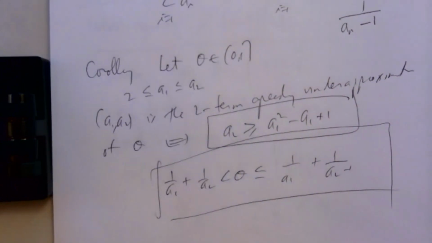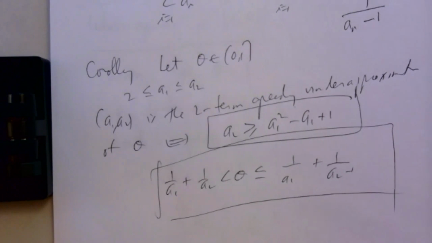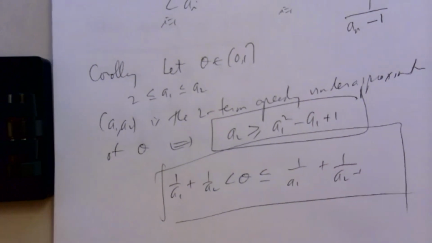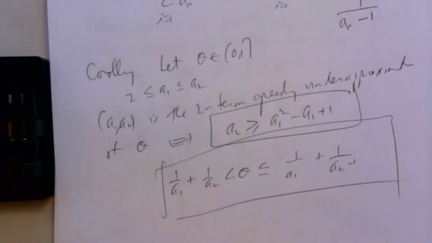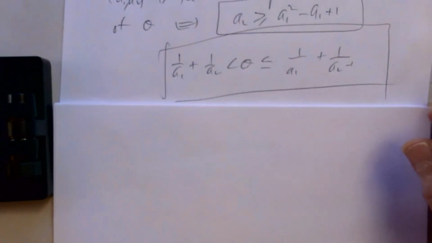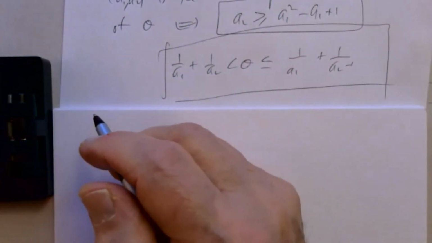So I just want to look at a couple of examples to show things that can happen. Well, maybe I can do that quickly. So we're considering the case n equals 2.